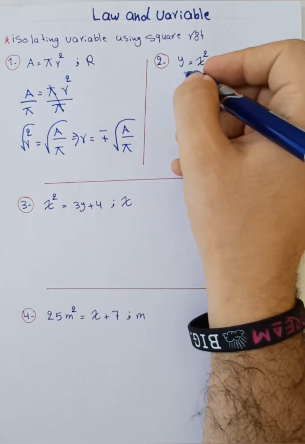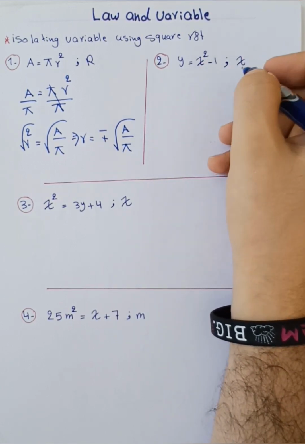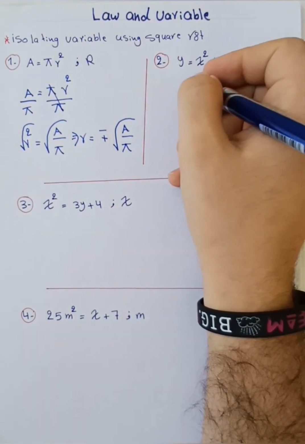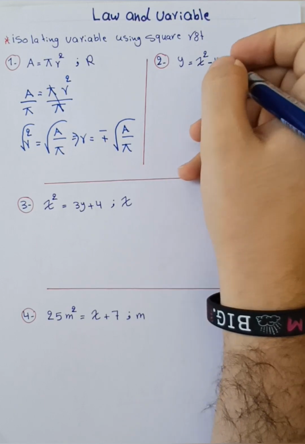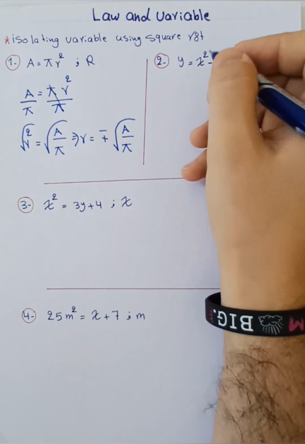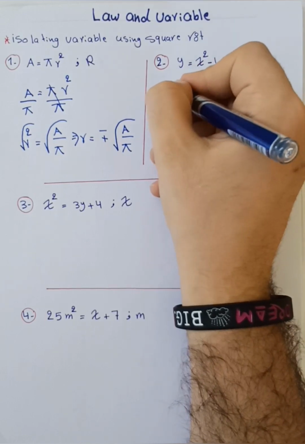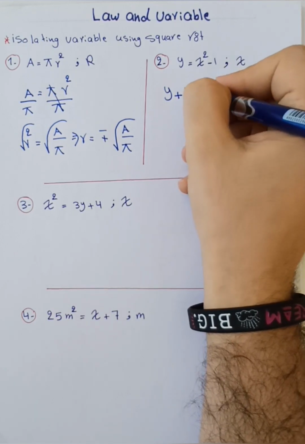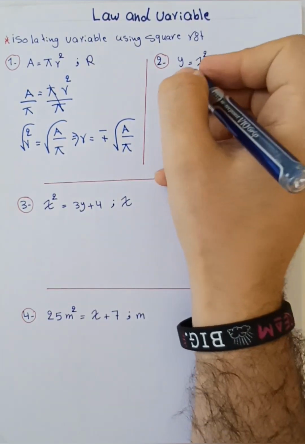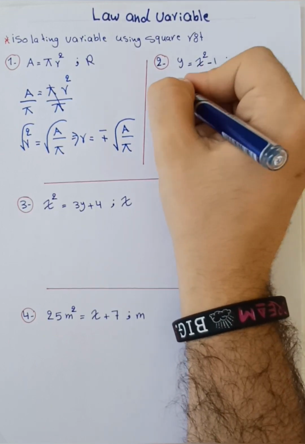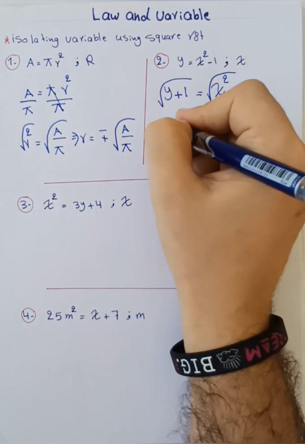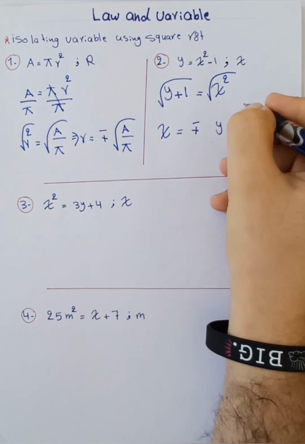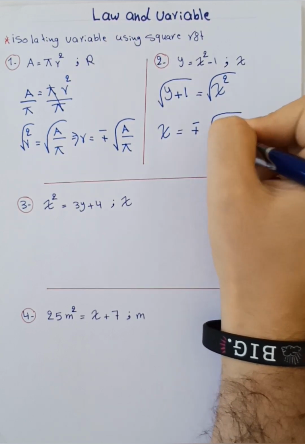Example number 2, we have y equal to x squared minus 1, the variable x. So first we have to change the place of negative 1 to the left side, so y equal to x squared minus 1 becomes y plus 1 equal to x squared, and then we have to take the square root for both sides, so x is equal to positive negative square root of y plus 1.